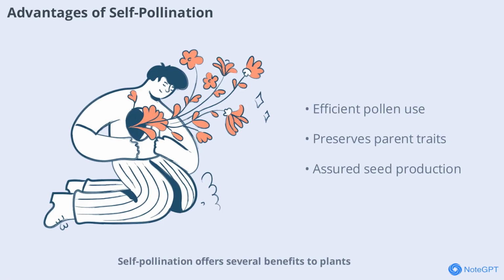Self-pollination offers several benefits to plants. There's no need to produce large quantities of pollen as the transfer is efficient and direct. The resulting offspring are genetically similar to the parent, preserving desirable traits. Additionally, plants don't need to develop features to attract pollinators, saving energy and resources. Most importantly, self-pollination assures seed production even in the absence of pollinators, providing a reliable means of reproduction.